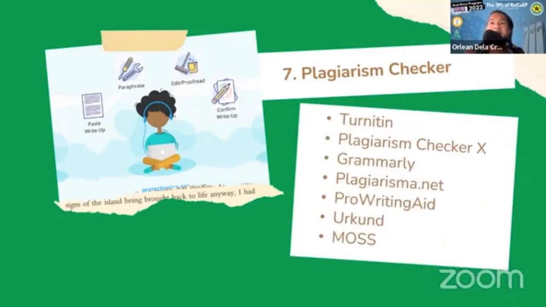So we have the Turnitin, the plagiarism checker X, the Grammarly, the plagiarism.net, the Pro Writing Aid, the Orcand, and also we have the MOSS.